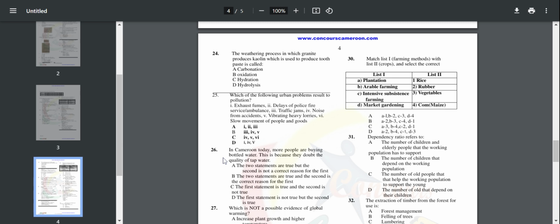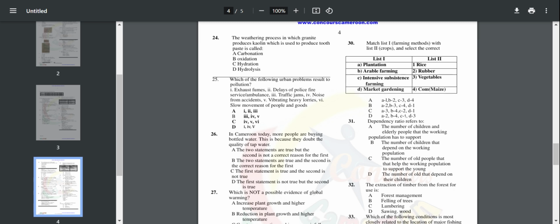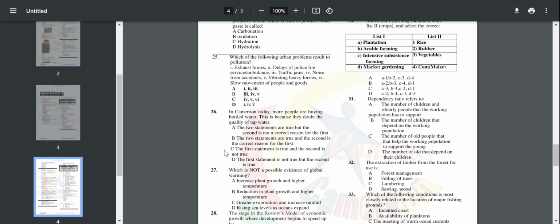Question 26. In Cameroon today, more people are buying bottled water. This is because they doubt the quality of tap water. The answer is A.